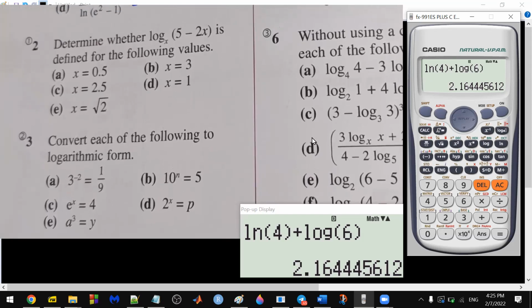Determine whether log of 5 minus 2x base x is defined for the following values. So if you have x to be 0.5 over here, you need to calculate what? Let's see. Maybe I should start a new page. I need more space for some working.